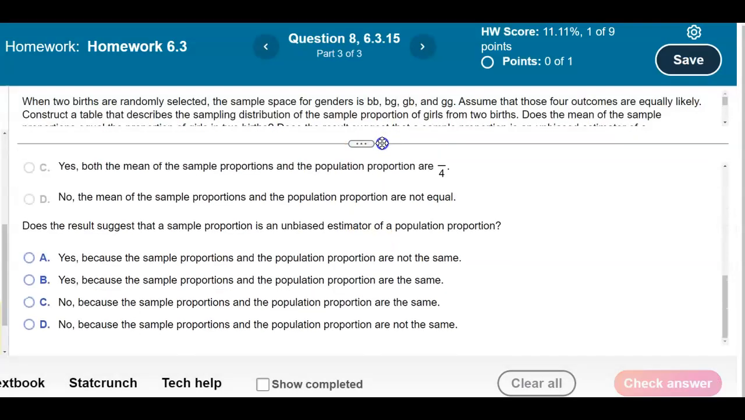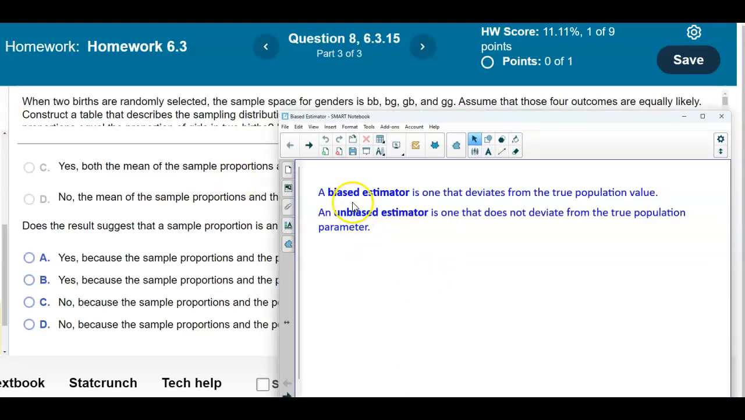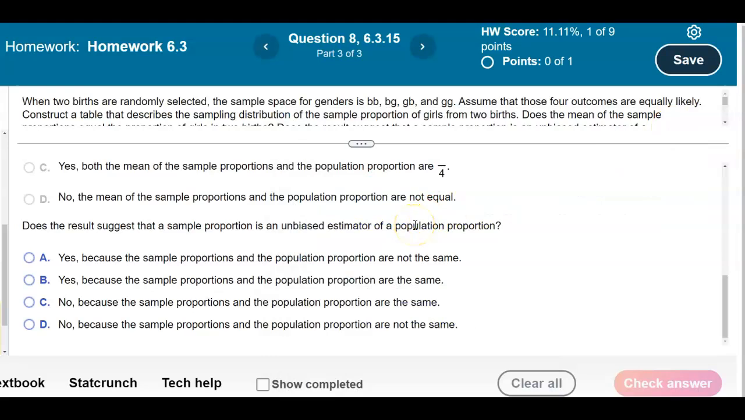Now the next question says, does the result suggest that a sample proportion is an unbiased estimator of a population proportion? Let's go to the definition of a biased and an unbiased estimator. A biased estimator is one that deviates from the true population value, whereas an unbiased estimator is one that does not deviate from the true population parameter. So in this case, it is an unbiased estimator. We would say yes, and that's because the sample proportions and the population proportion are the same.